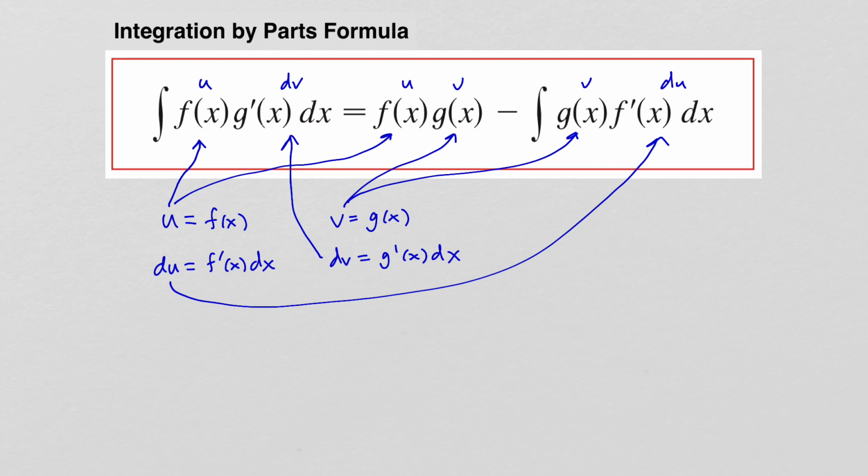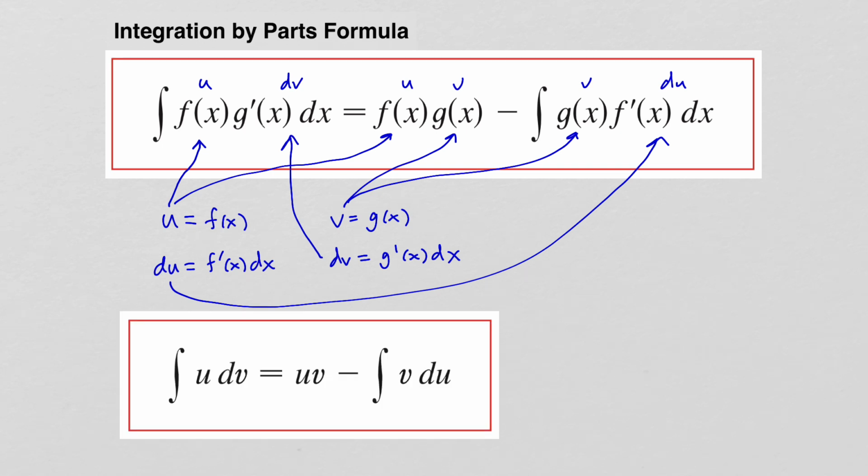So another way to think about this formula is the integral of u times dv is equal to u times v minus the integral of v times du. And you can see that I'm getting this from these substitutions up above here. And this is the more useful format of integration by parts. Let's take a look at an example.